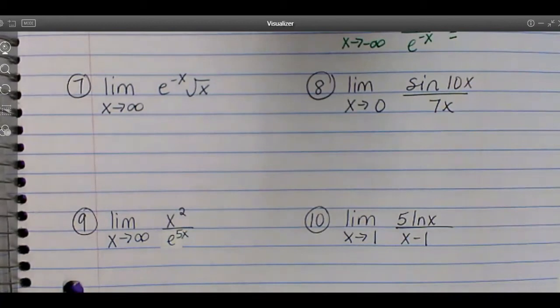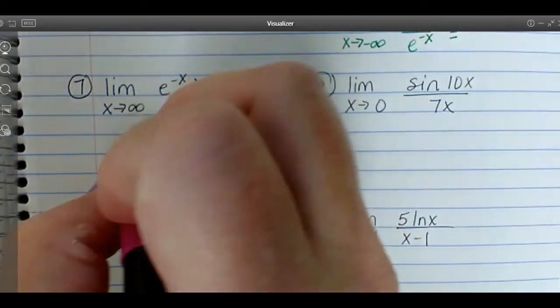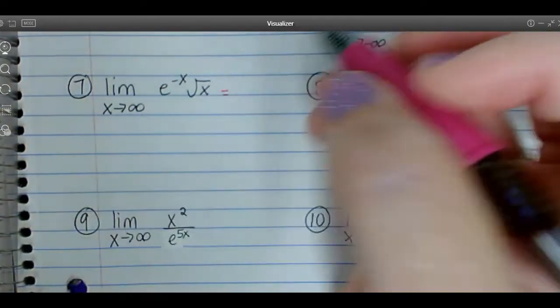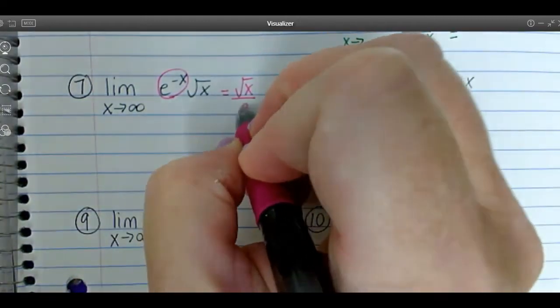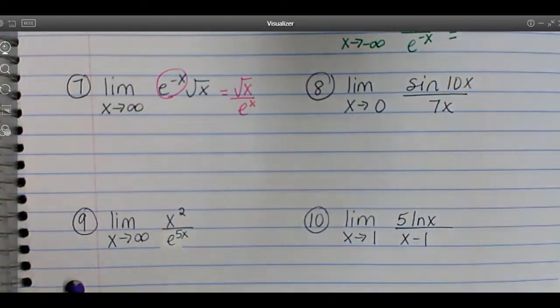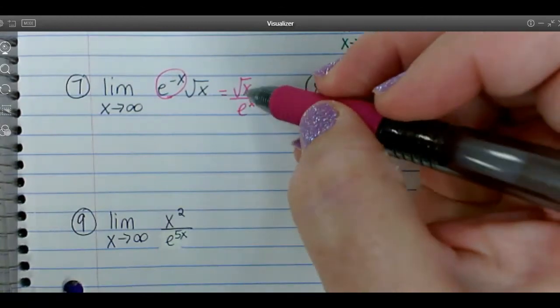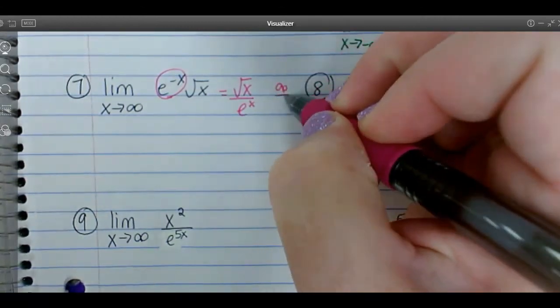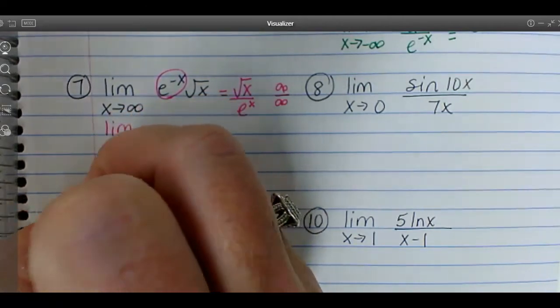Okay. Number 7. Number 7 is not written as a fraction, but in order to solve this problem, you may want to write it as a fraction to make it a little bit easier. See how this has a negative power? Well, I'm going to bring it to the bottom. And so all I've done is rewrite this limit this way. Now think about plugging in infinity again, so infinity over infinity. That means that I can do L'Hopital's rule.